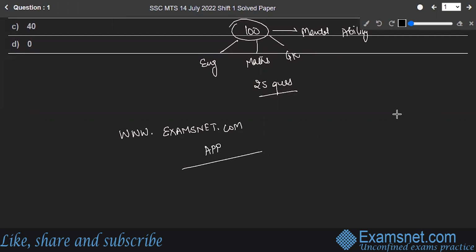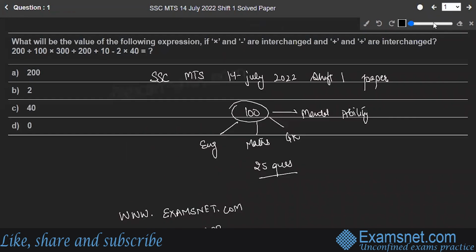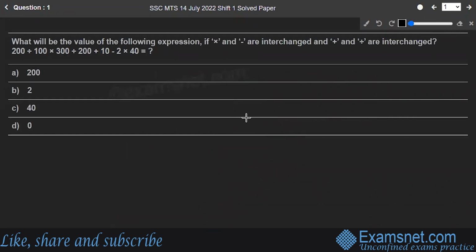So let's start with the first question of the paper. Best of luck. Here we go. Question number 1. This is a mental ability question. What will be the value of the following expression if multiply and subtract are interchanged, and plus and division signs are interchanged? So this is the given equation. You have to interchange these two operators, and let's find out the solution.